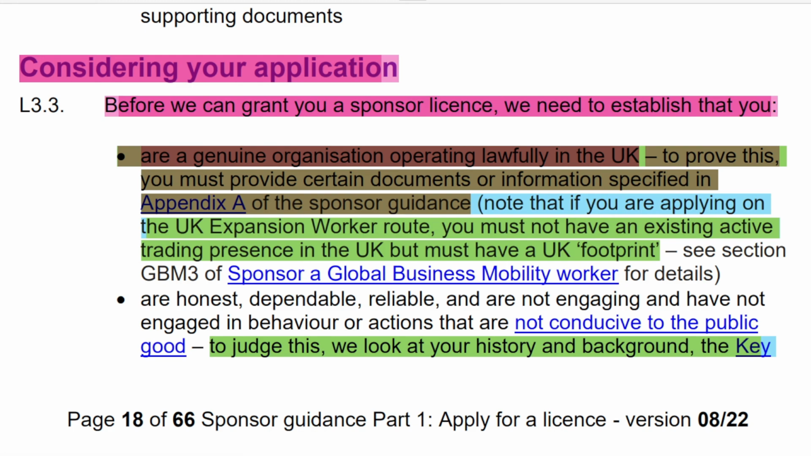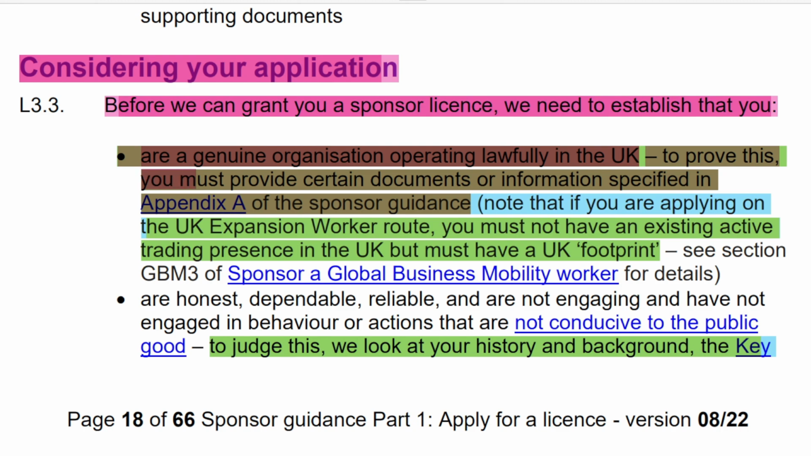Appendix A, I have already created a video on that as discussed, which is the sponsor license important documents, how to apply for a sponsor license. I'll put that link in that video so you can watch it again if you haven't watched, which explains which documents you need when you apply for the license. But you need to understand one more important document or information over here.